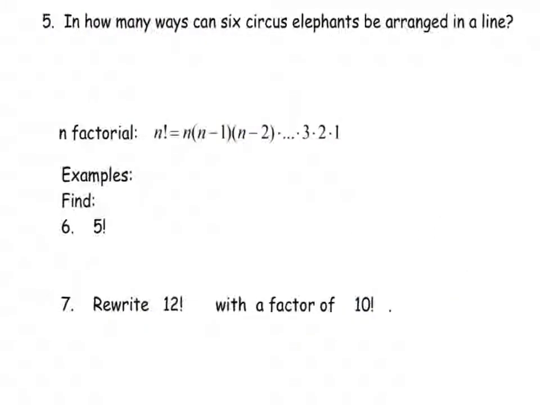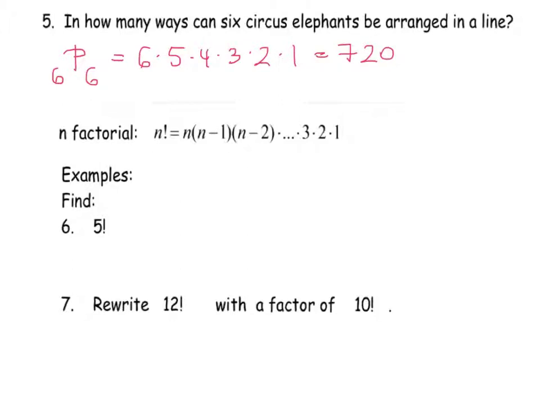This next problem, in how many ways can 6 circus elephants be arranged in a line, is very similar to the previous one. I want the permutation of 6 elephants, 6 taken at a time. So that will be 6 times 5 times 4 times 3 times 2 times 1. If I multiply everything together, I get 720 different ways.